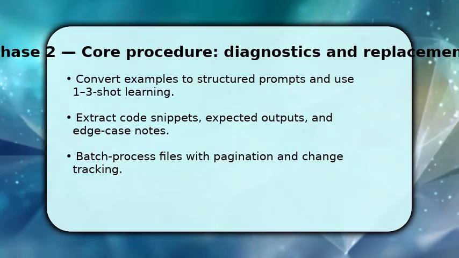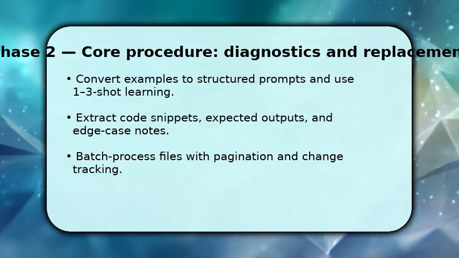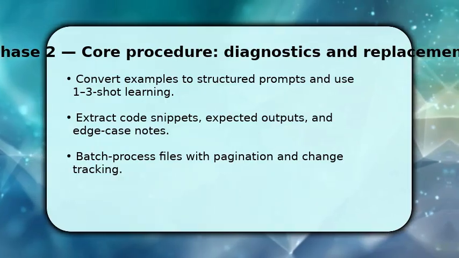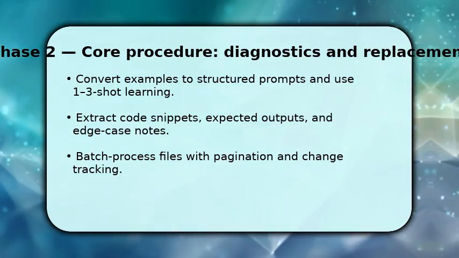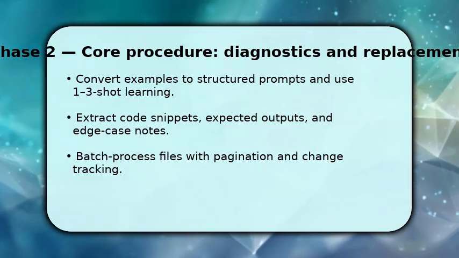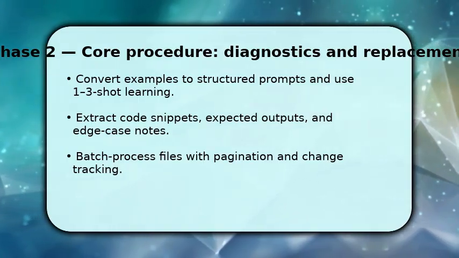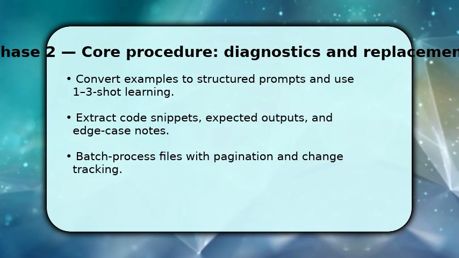Now automate. You map files to prompts and feed them in batches, using 1 to 3 example prompts that show desired structure. Once done, have the AI extract code snippets, expected results, and edge cases into labeled blocks. Make sure to implement change tracking so new content is merged rather than overwritten.